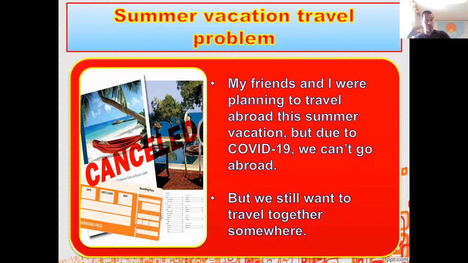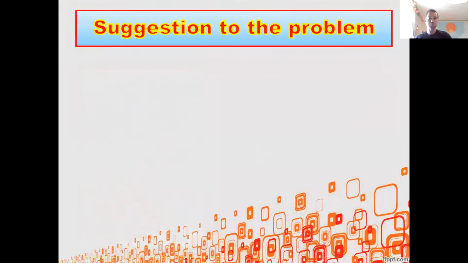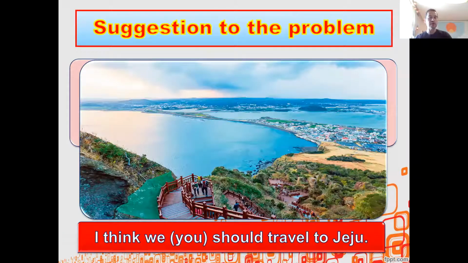So first you define the problem, then you think of some suggestions, you make suggestions. And let's say, for me, I'm going to make a suggestion. I'm going to say, I think or how about we travel to Jeju? How about traveling to Jeju? Perhaps we could travel to Jeju. I think we should travel to Jeju.